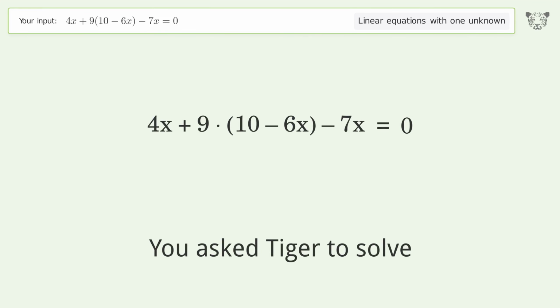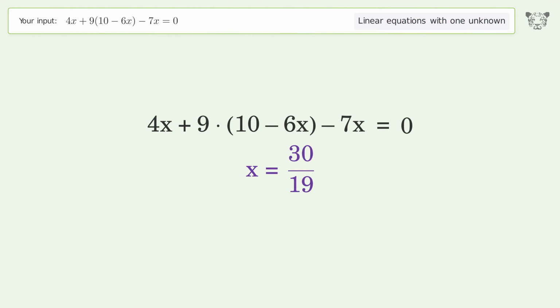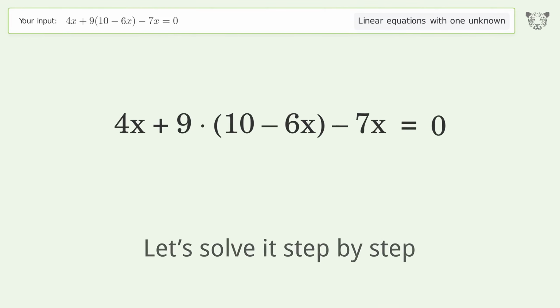You ask Tiger to solve this. This deals with linear equations with one unknown. The final result is x equals 30/19. Let's solve it step by step.